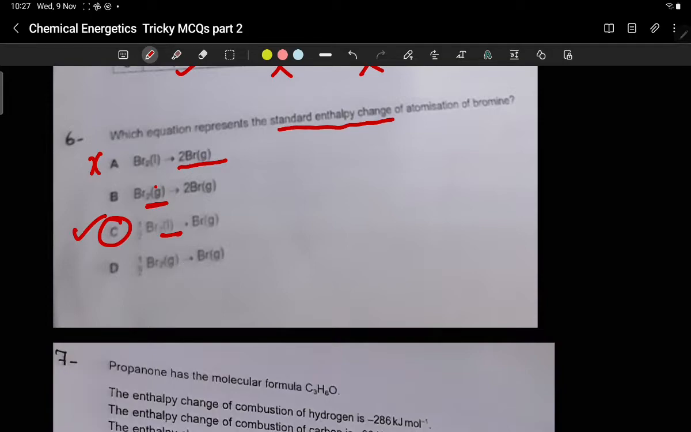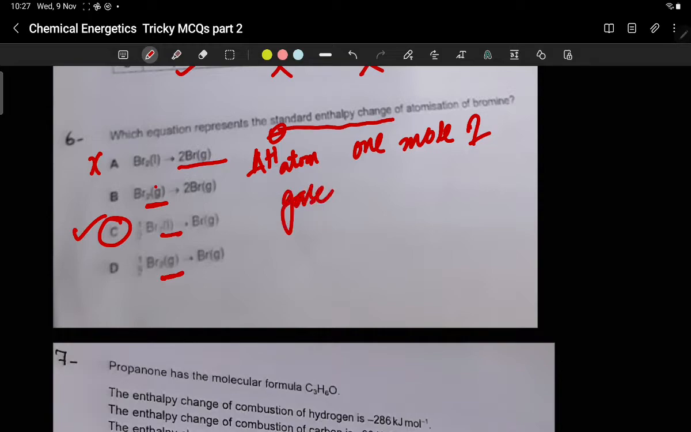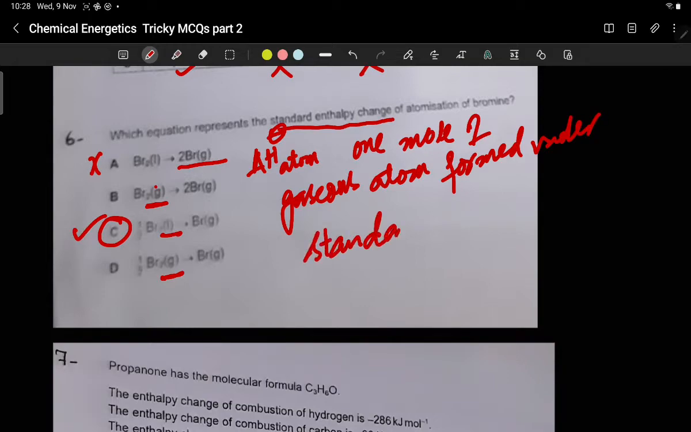Half Br2 gas, state symbol again incorrect, and bromine is 1 mole of bromine, but the state symbol of bromine is wrong. Elements must be in their standard states, because the enthalpy change of atomization can be defined as 1 mole of gaseous atoms formed under standard conditions in their standard states.